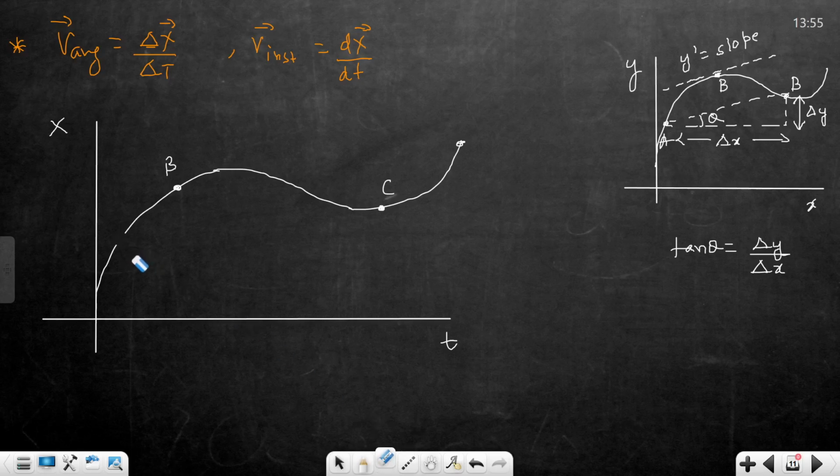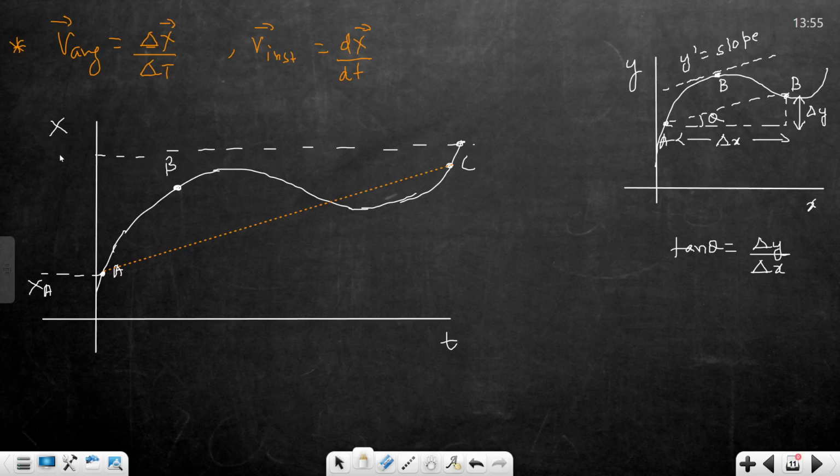Let me move A a little lower, take A lower here, this is A, and take B a little higher. We take C here. So when you connect these dots A and C, if the question is asking about the average velocity between A and C, how will you find the average? This will be your XA, yes or no? Observe, don't memorize. This is your position at A, XA. What will be the position at C? XC.